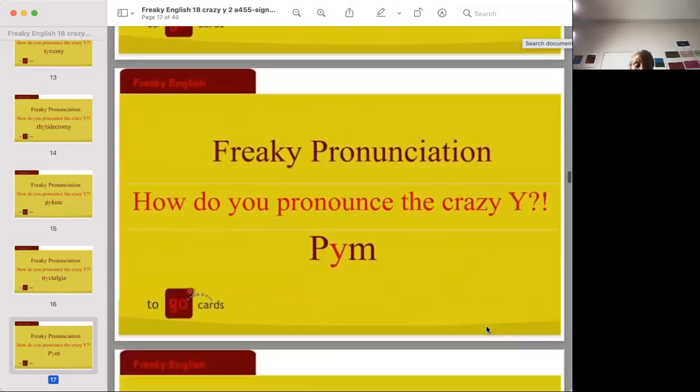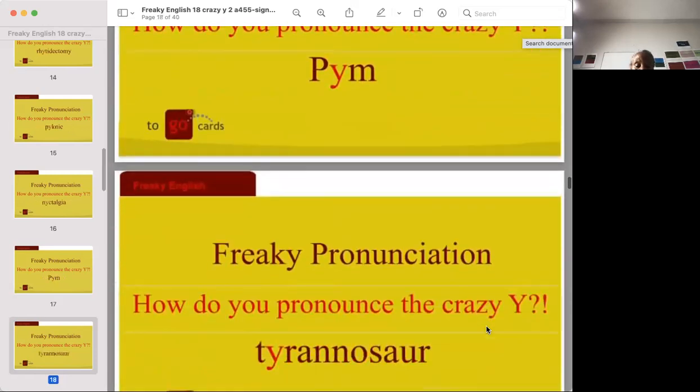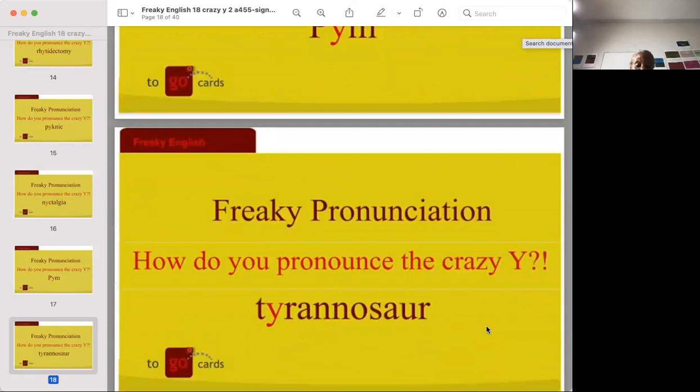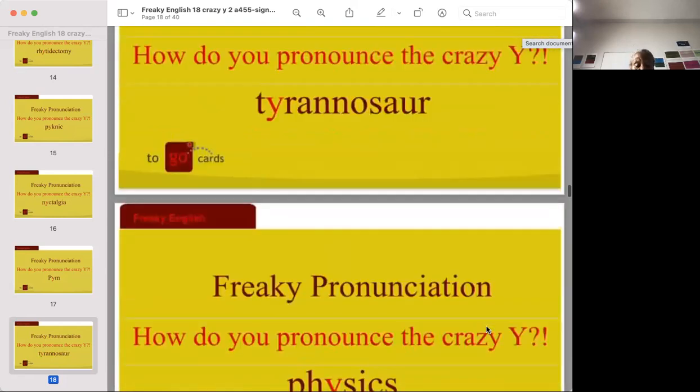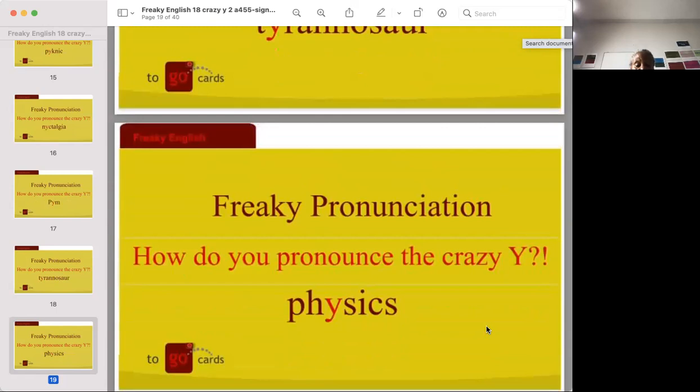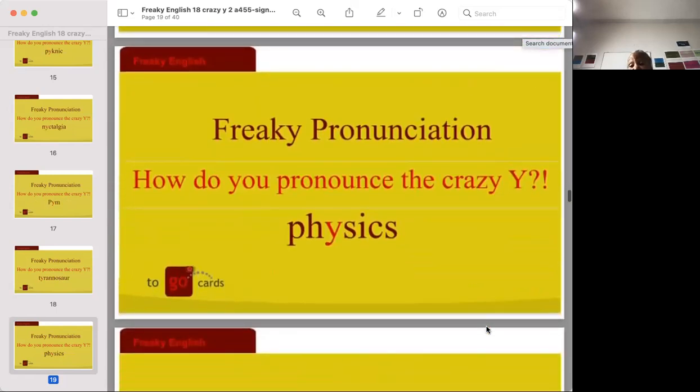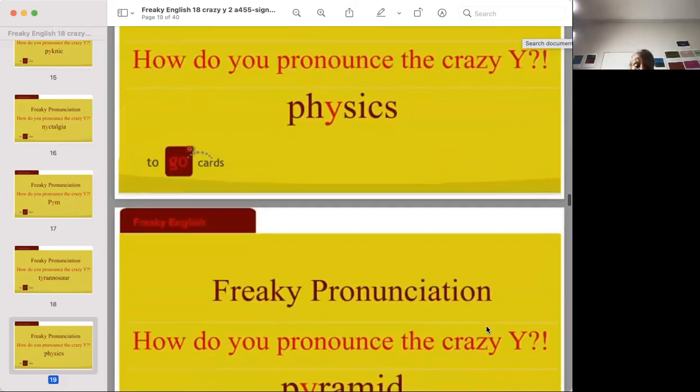PIM, tyrannosaur. I've heard tyrannosaur also. Physics, where I have no problems because I've heard the word before. Where I have problems, I haven't. But that doesn't mean you shouldn't know the word.